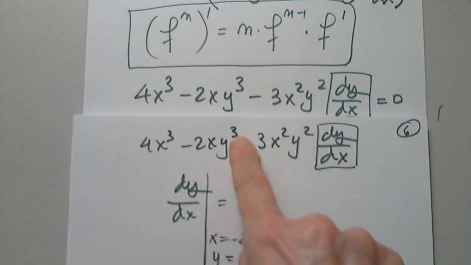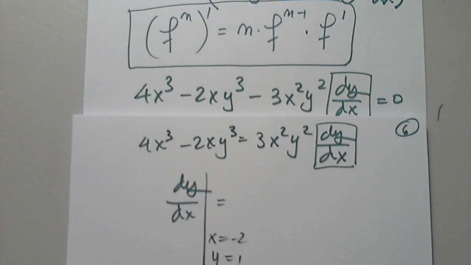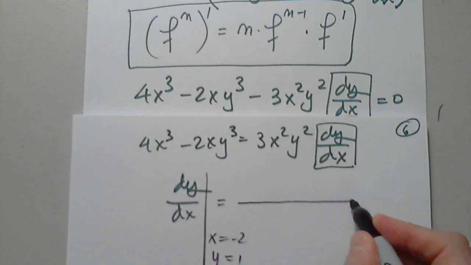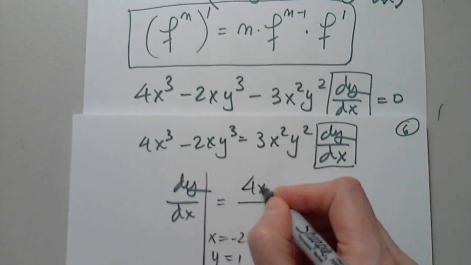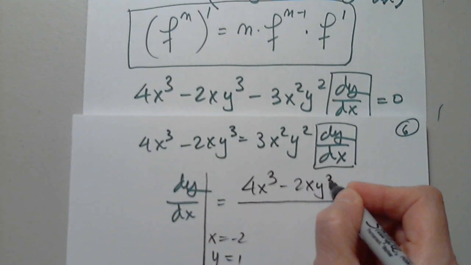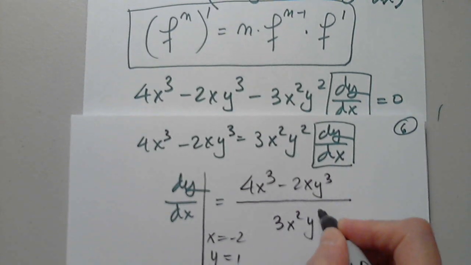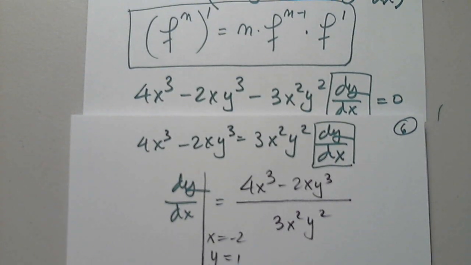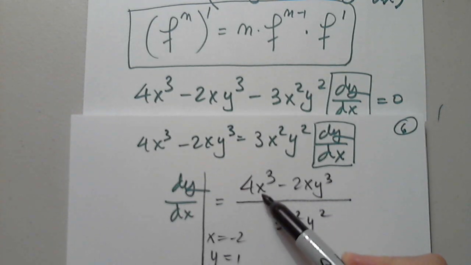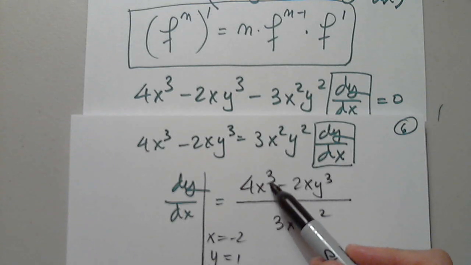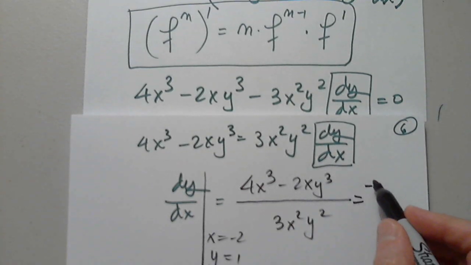4x, this whole thing, excellent. Over that, yes. 4x to the third minus 2xy cubed divided by what multiplies the variable that we are looking for. Awesome. That's all I needed. Now I plug in what I need. -2 cubed is -8. 4 times negative 8, negative 32.